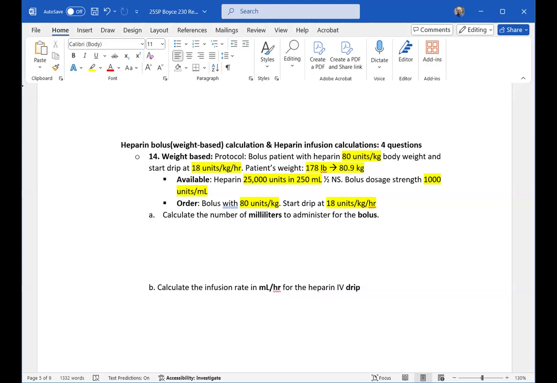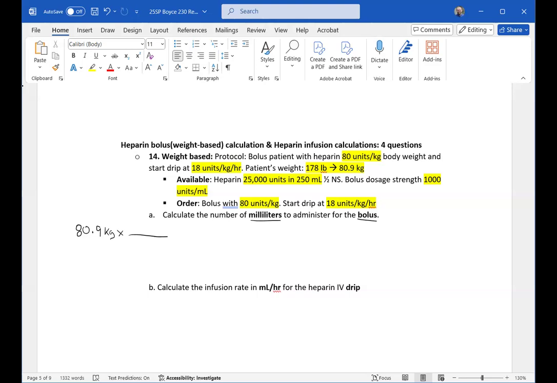So I always say before you do anything, when you're doing these types of problems, convert pounds to kilograms. That's already been done for us. So I'm going to take the 80.9 kilograms. And the first thing I'm going to do is multiply, because I'm calculating the milliliters for the bolus, I'm going to go ahead and calculate the information I need for that.